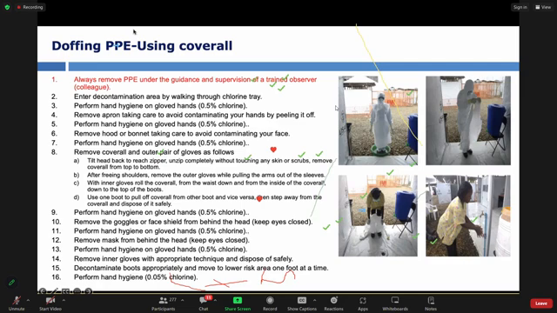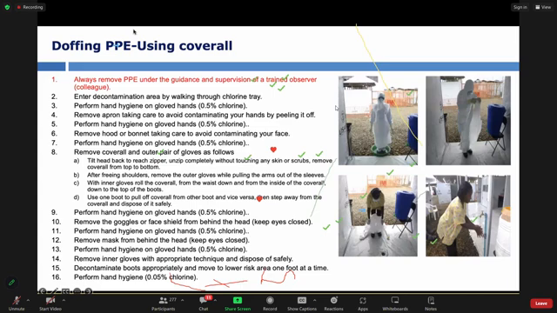And then the next step is for you to remove the head and neck covering, obviously taking care to avoid contamination of your face. And this requires you to start at the bottom of the hood in the back and roll from the back to the front, from inside to the outside, and dispose of it very safely. And then you're supposed to perform hand hygiene.